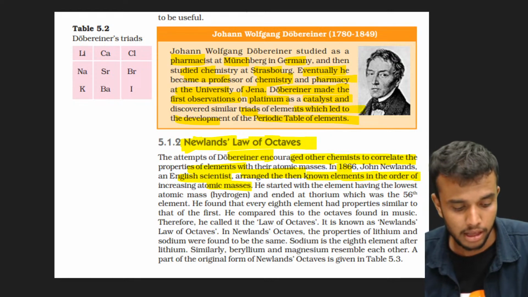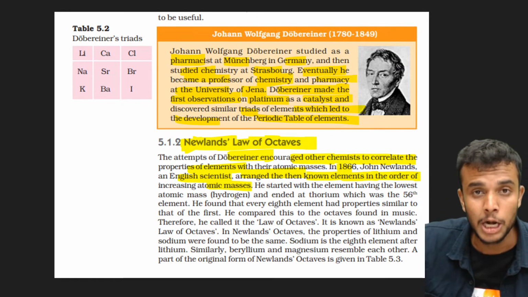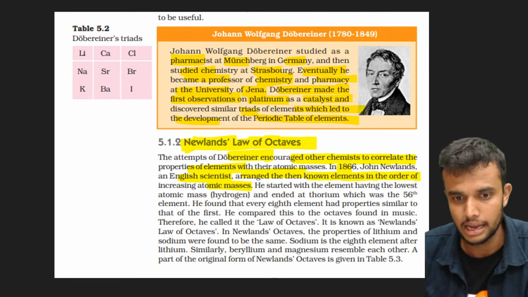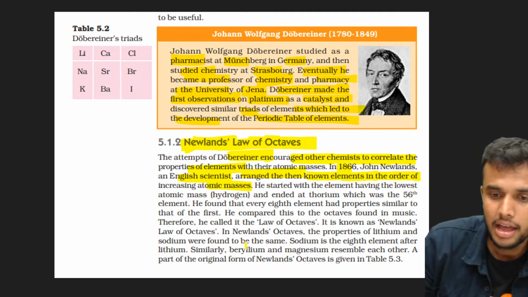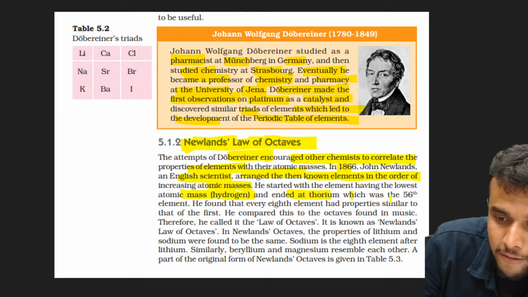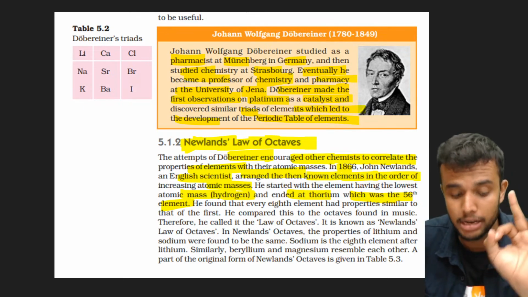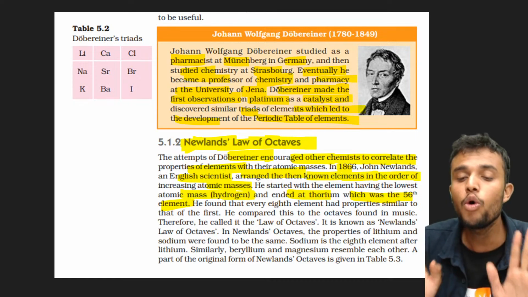Dobereiner also did the same thing. He arranged the periodic classification of elements by increasing atomic mass in groups of 3 elements. Newlands took the atomic mass idea and arranged everything. He started with the element having the lowest atomic mass, hydrogen, and ended with thorium, which was the 56th element. At that time, in 1866, only 56 elements were known.